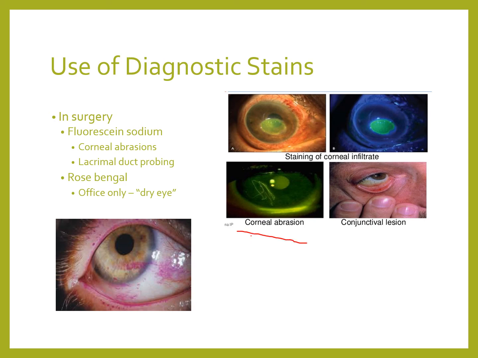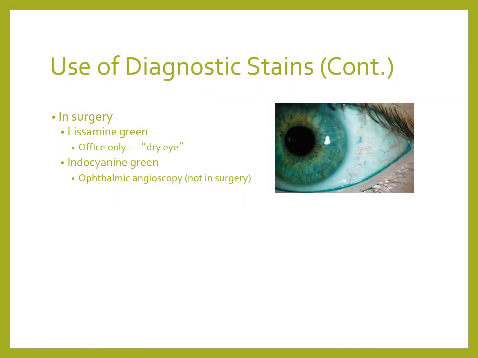And then rose bengal is even better at staining for these devitalized cells. It's going to be used mostly to show devitalized conjunctival epithelium in dry eye syndrome. So that's going to be more of an office use only. Lissamine green is very similar to rose bengal. It's going to be used in the office to diagnose dry eye.